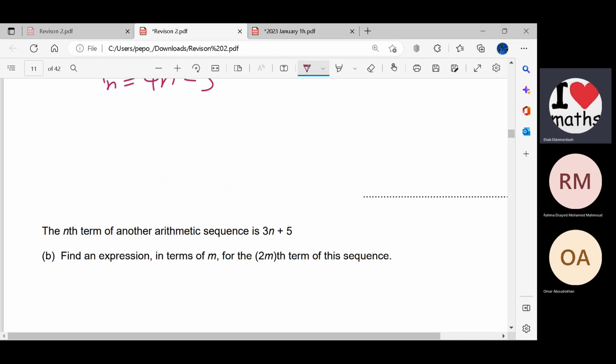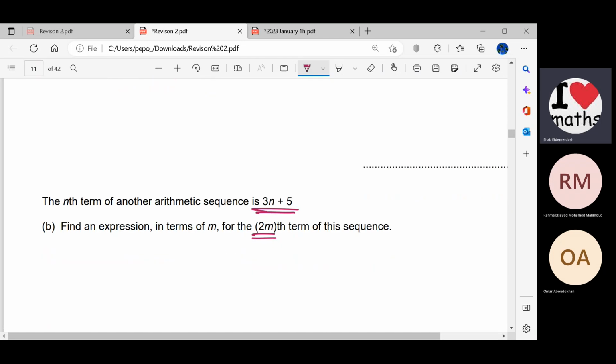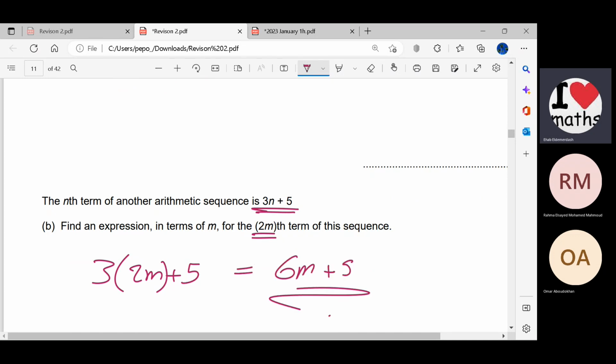Then it says the nth term of the arithmetic sequence equals this, find the 2m. So we can replace n by 2m. So it will be 3 into 2m plus 5. I think we also did this question last time on our exam.